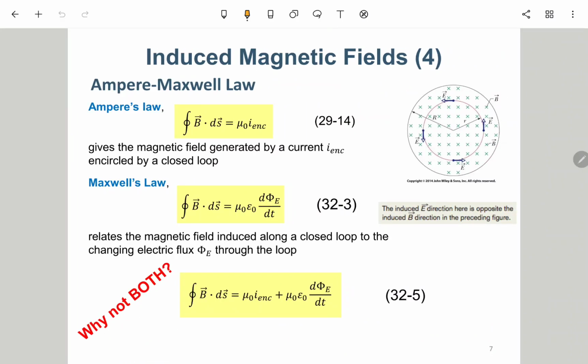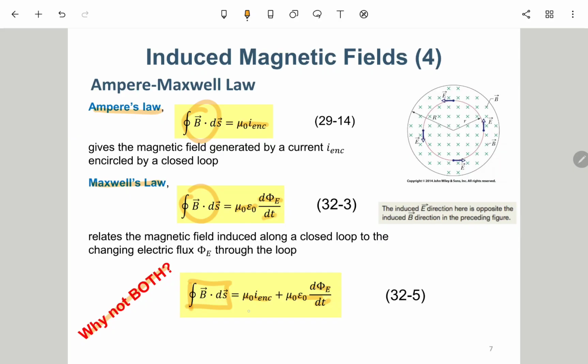So far, in chapter 29 we learned Ampere's law. The left side is this, and for Maxwell's law the left side is the same thing. For Ampere's law, the right side is mu 0 I enclosed, and for Maxwell's law it is mu naught epsilon naught d phi E dt. So which one should we pick? The physicists try to pick both, because physicists are adults. So on the left side, the line integral of B dot ds, and for the right side, just add them together.